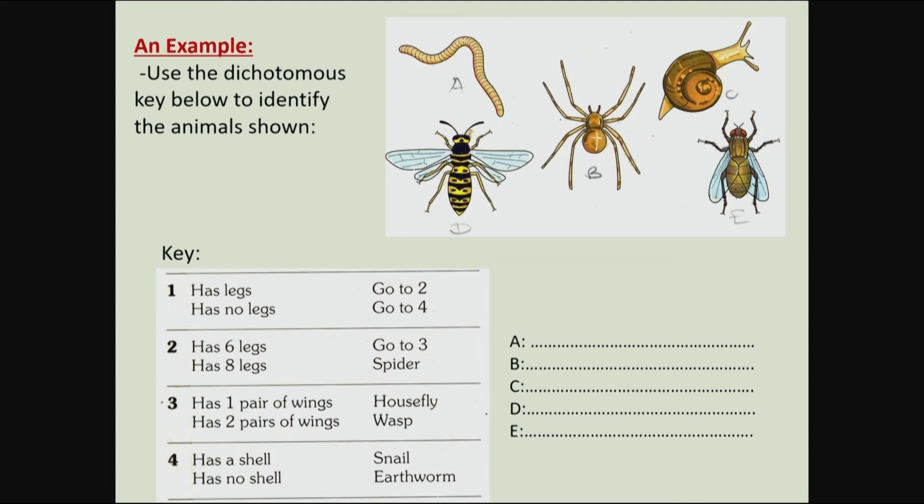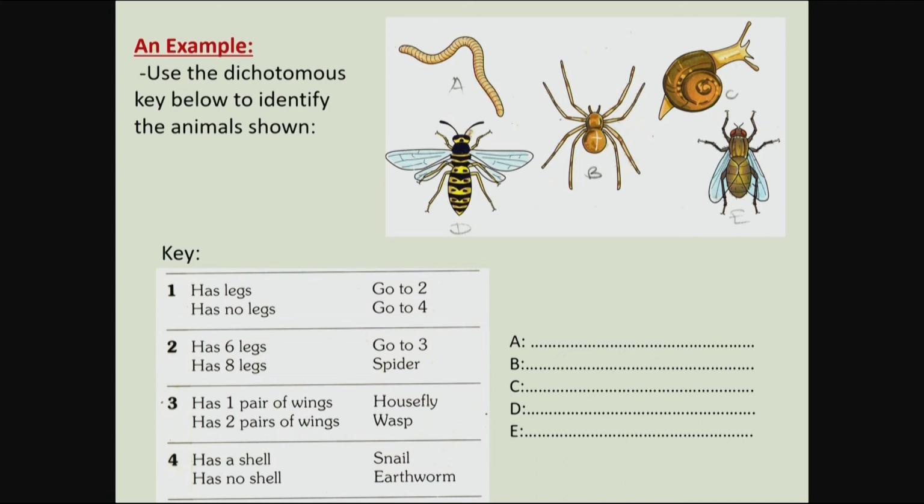So you start in the key, you start from step number 1, and then you go to step number 2 or 3 or 4, and it will always guide you. When you start at step number 1, it will tell you, if it has legs, for instance, do you go to 2? Or if it has no legs, you go to step number 4.